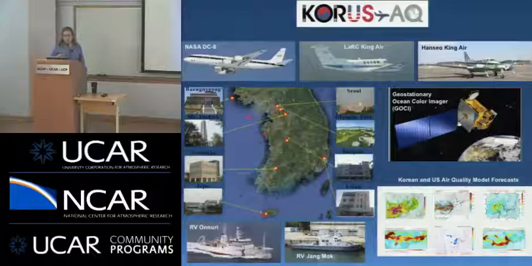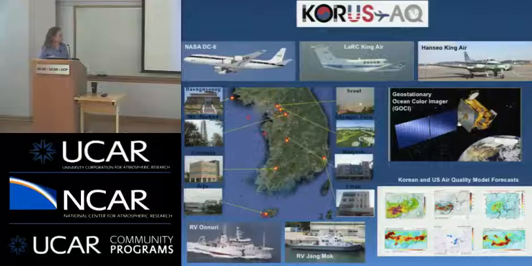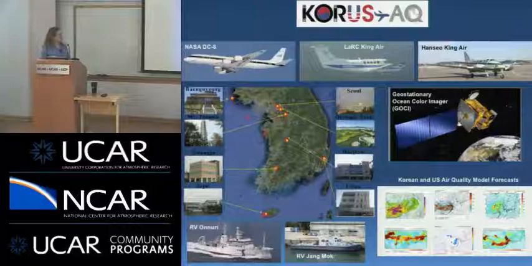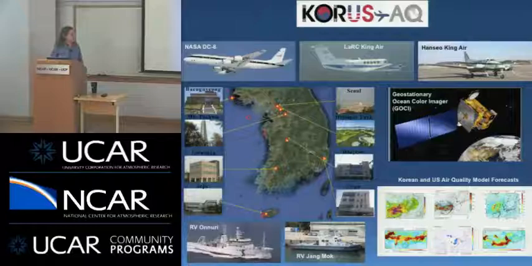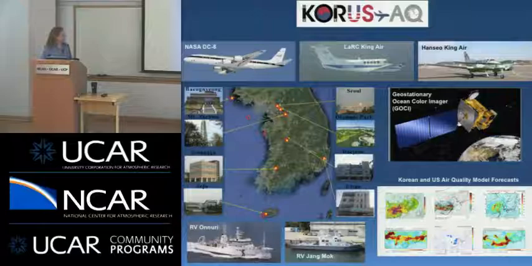So we also connected these three aircraft with a number of major ground sites. An island off the coast of North Korea up here, it's actually South Korean, but it was a very good upwind site, several sites within Korea, around Seoul, and spread out around the island, and one on Jeju Island, which has been a long-term measurement site for a lot of different compounds, which provides another remote upwind sort of site.